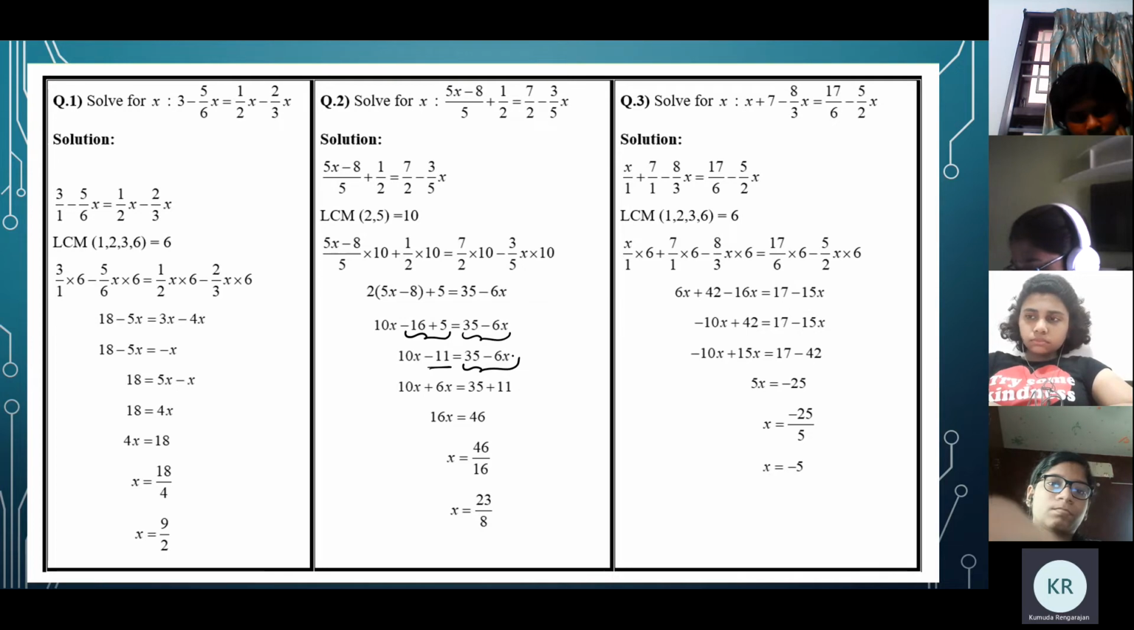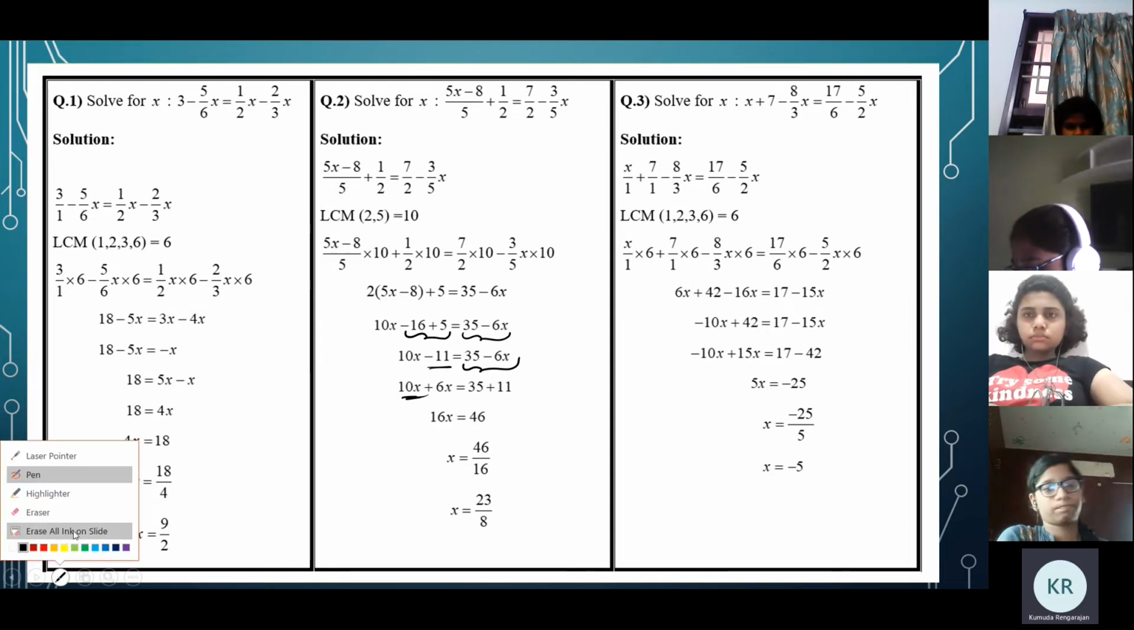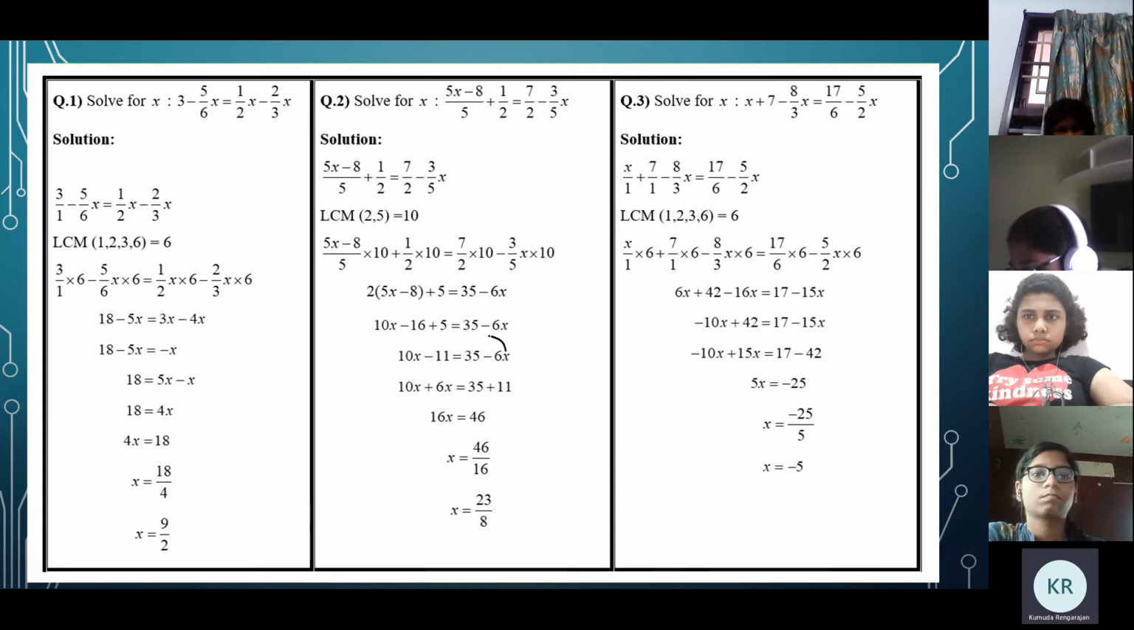Now we transpose. We gather all the x terms on one side and the numbers on the other side. There are 4 terms. 10x and minus 6x have x in them. And 35 and 11 are only numbers. They don't have an x factor in them. Gather the x terms on one side. So 10x remains in the left hand side. Minus 6x has to travel all the way from the right hand side to the left hand side. It will become plus 6x. And this minus 11 has to travel from the left hand side to the right hand side. So it will become plus 11.